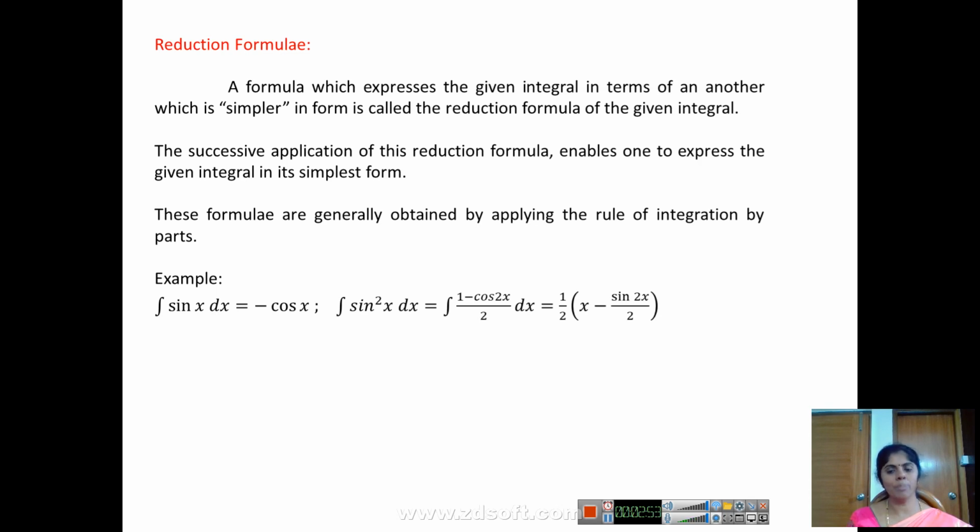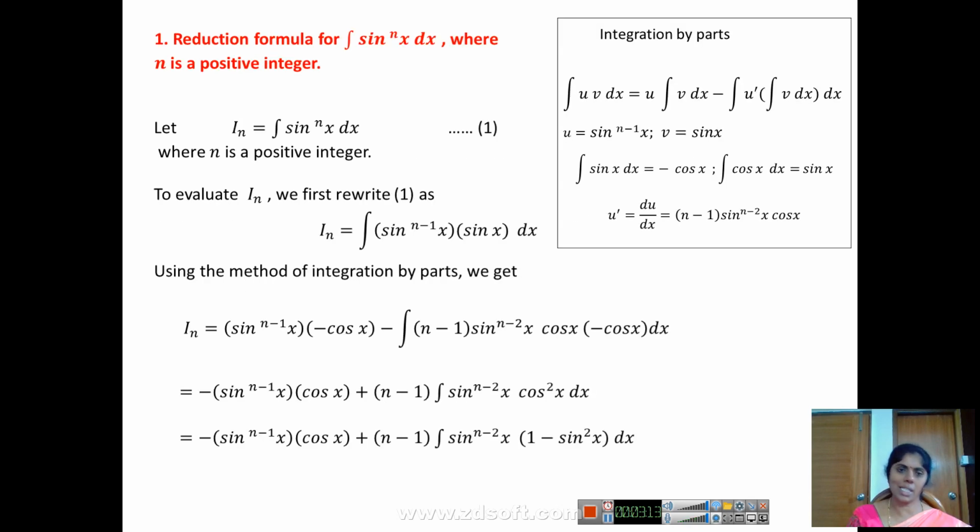form. So to get an easier, simpler formula, we have the reduction formula for integral of sine to the power n x into dx. Let us learn how to get the reduction formula for integral of sine to the power n of x into dx in the next slide.